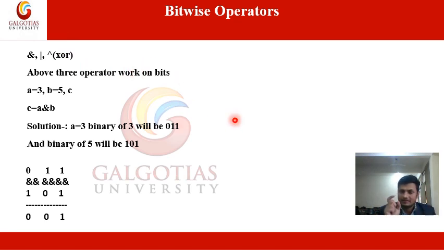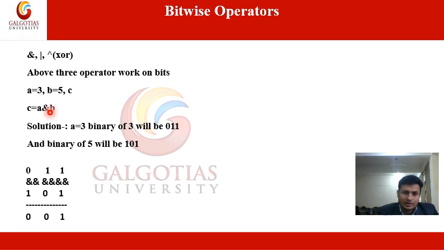If both of the variables are the same, XOR will produce 0. If both of the variables are different, XOR will produce 1. The above three operators work on bits. For example, A equal to 3, B equal to 5, and then C equal to A and B. But if I'm using the logical operators like double and, so I'm writing here A double and B.